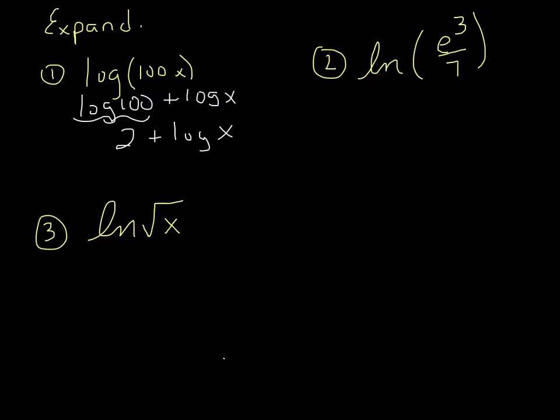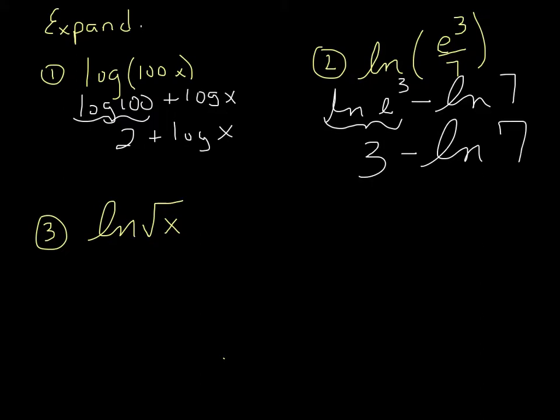Okay. In example number 2, we have a quotient. So if it is a quotient, it will turn into a difference. So it's the natural log of e cubed minus the natural log of 7. Well, our other properties still hold true, so this natural log of e cubed is actually just 3. So it becomes 3 minus the natural log of 7.